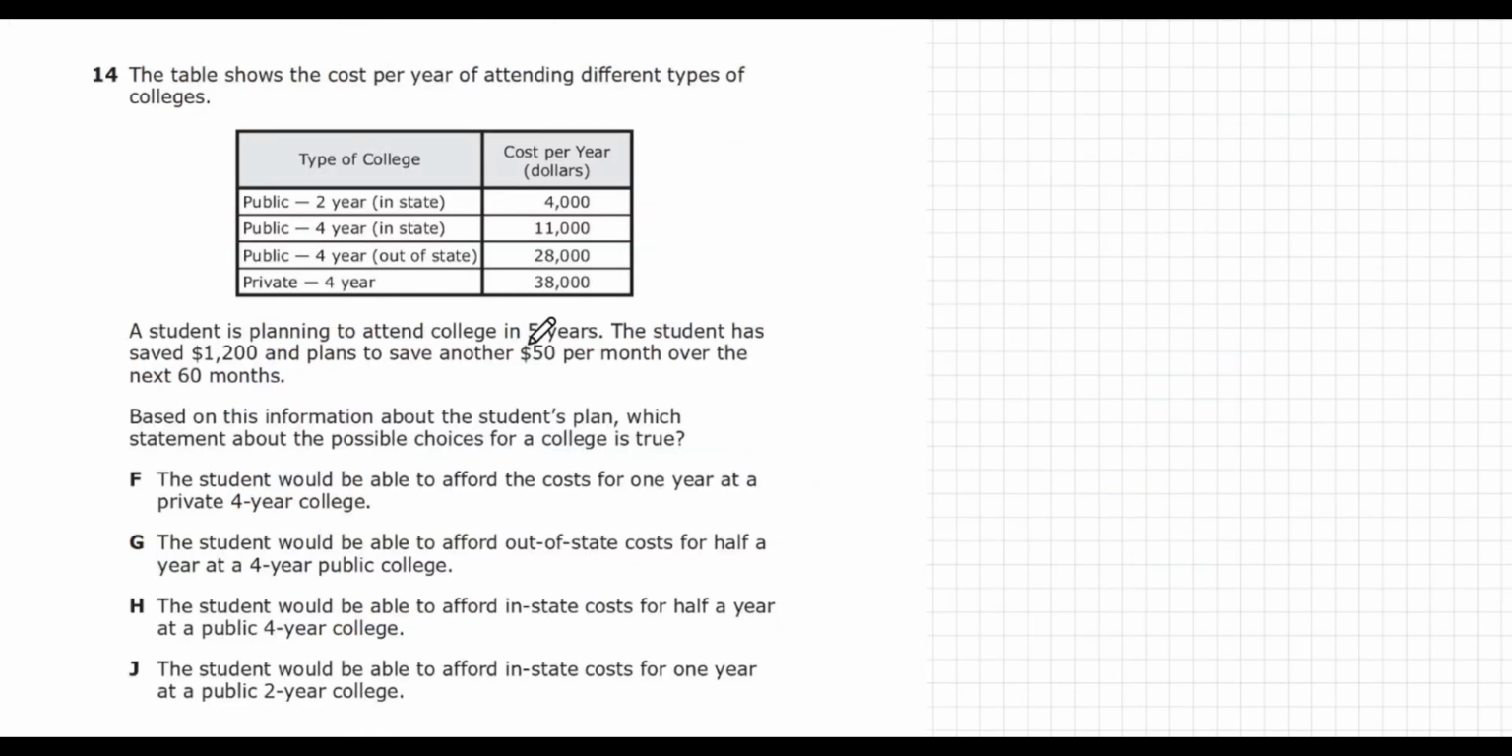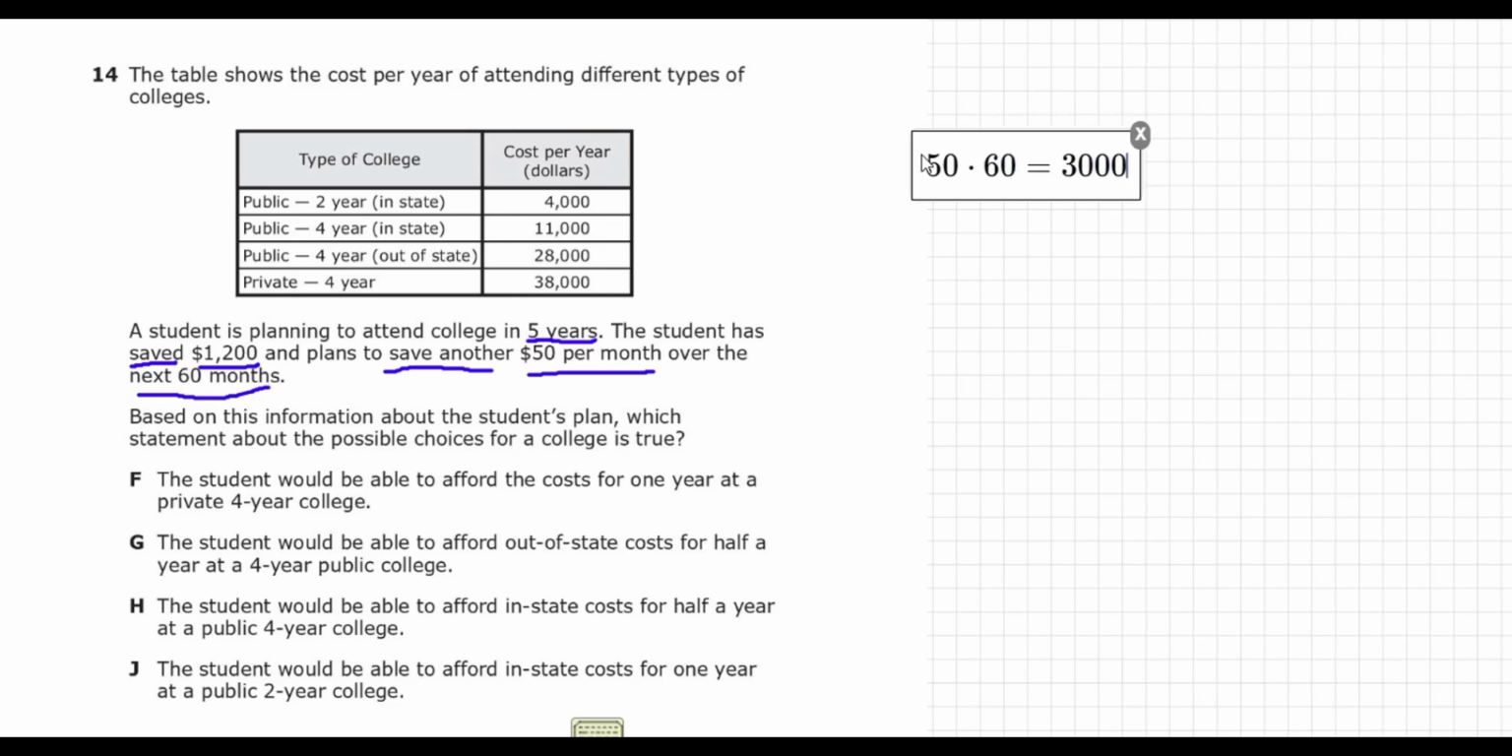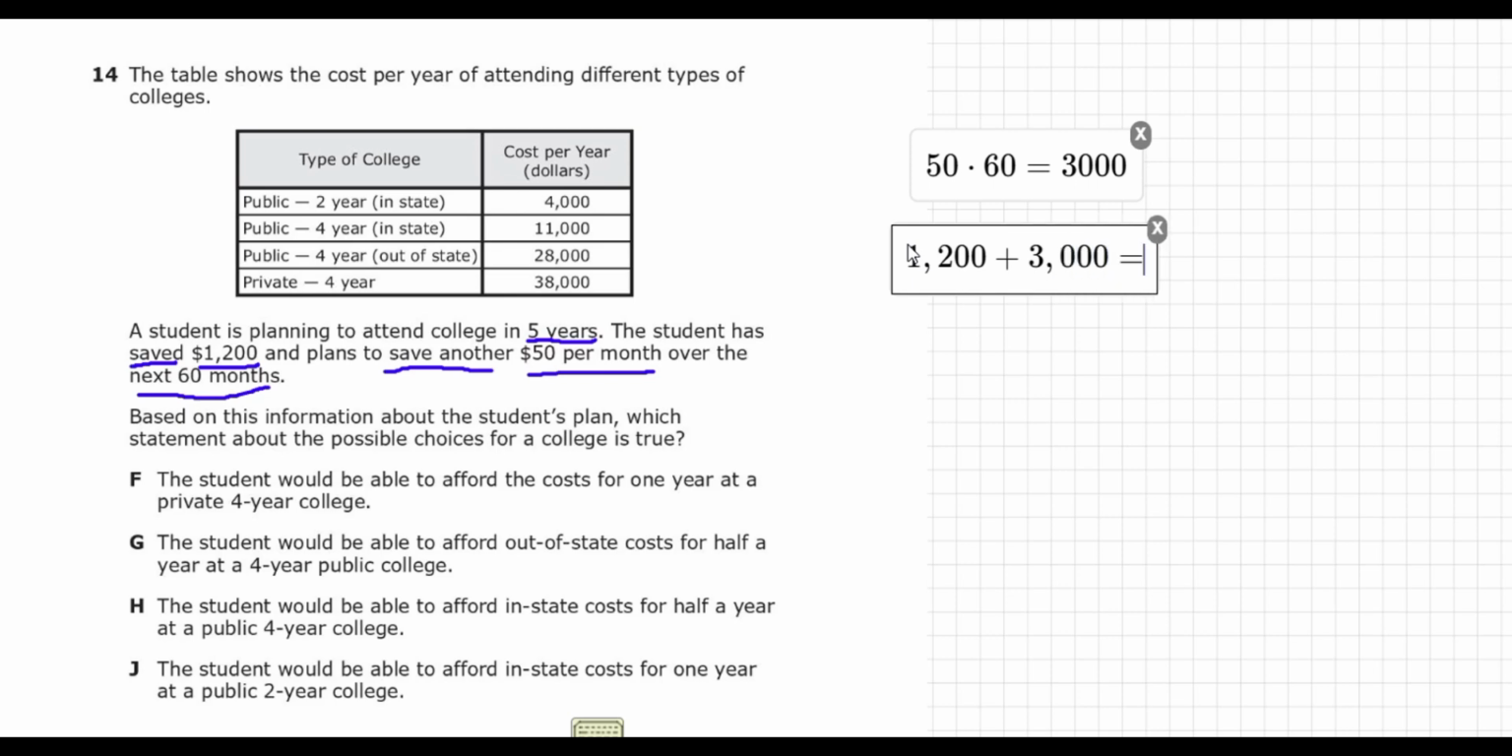Question number 14. The table shows the cost per year of attending different types of colleges. A student is planning to attend college in 5 years. The student has saved $1,200 and plans to save another $50 per month over the next 60 months, which is equal to $50 times 60 months equals $3,000. The student has saved $1,200, hence, add $1,200 to $3,000 above, we got $4,200.